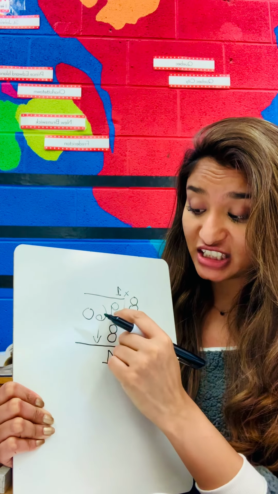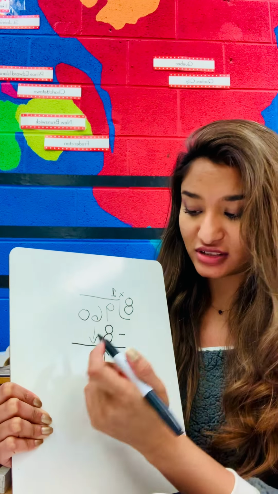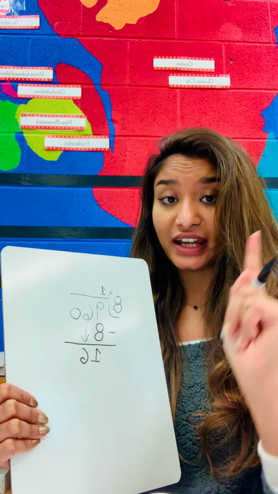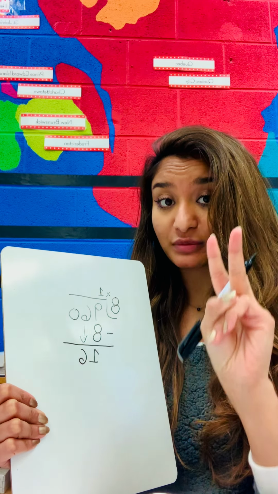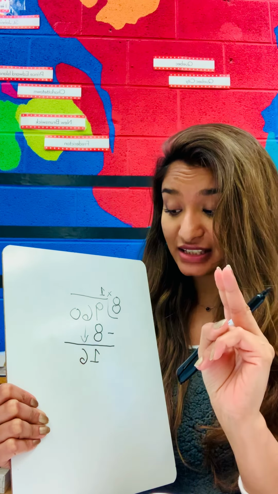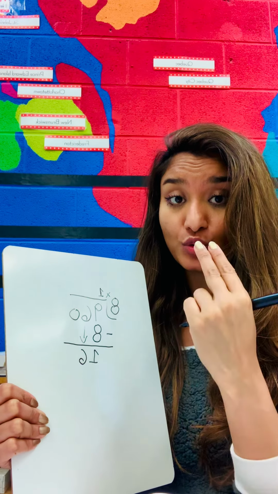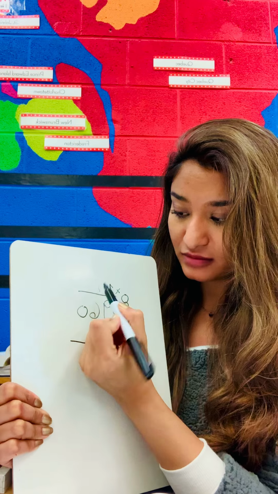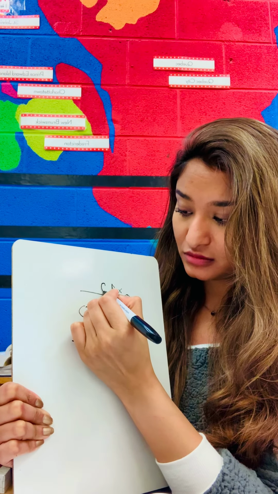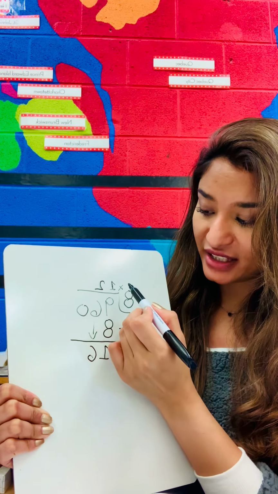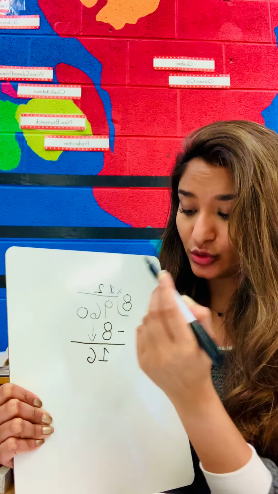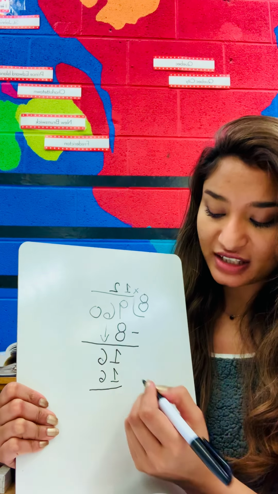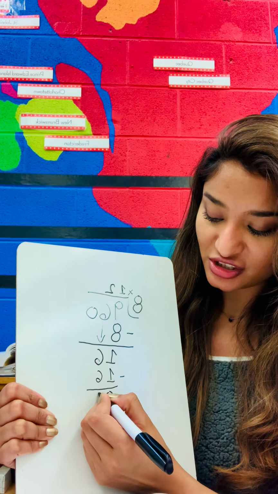Remember, we have to divide each of these numbers, ones, tens, hundreds. I bring my 6 down and I say my 8 times table. 8 times 1 gives me 8. 8 times 2 gives me 16. So I know I need 2 8s. So I go ahead and write my 2 at the top. And again, I multiply. 8 times 2 gives me 16. I subtract. I'm left with 0.